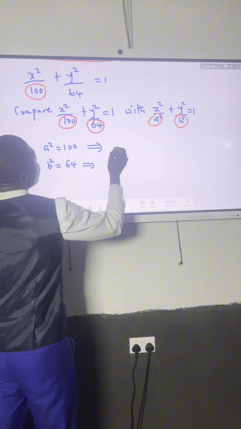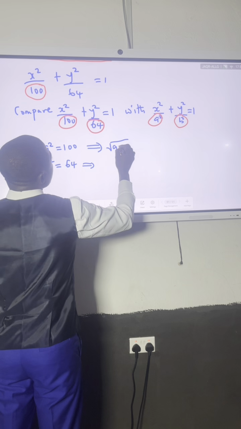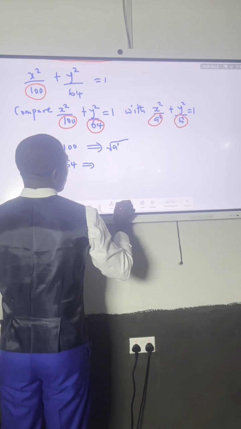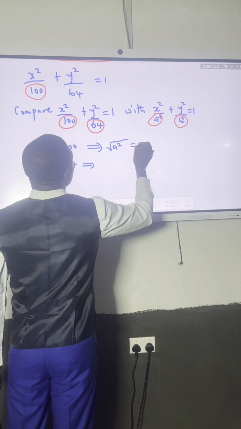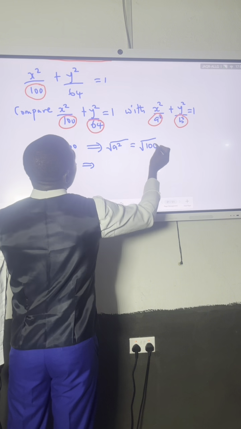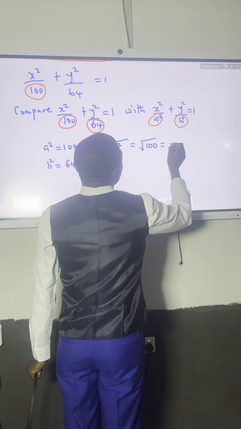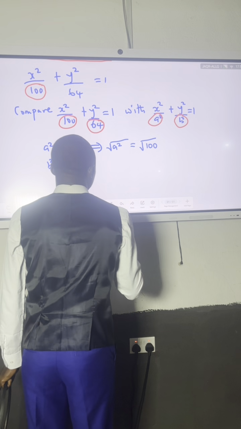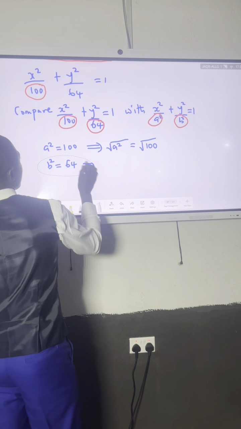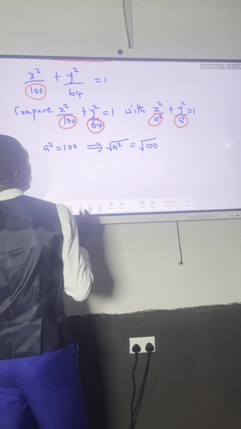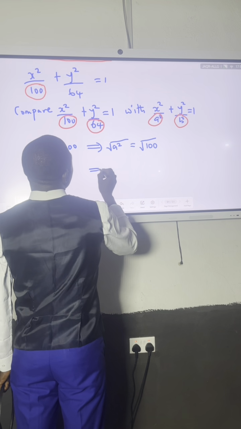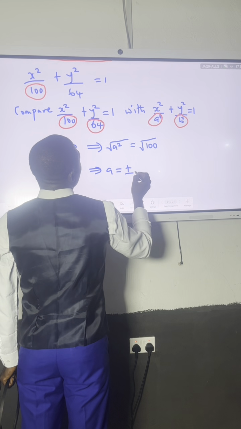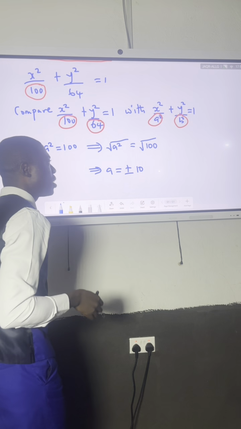Now, here, take square root of both sides. So, square root of a squared is equal to the square root of 100. And which means that what? Let me write them one by one. Now, this means that a is equal to plus or minus 10 as the answer.